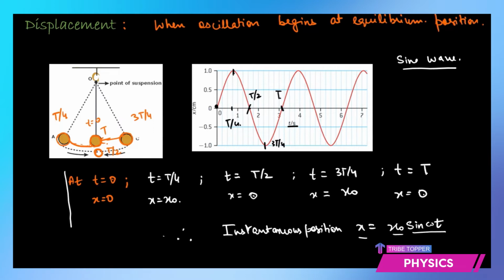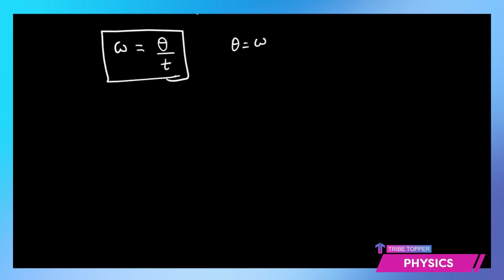So we can just quickly talk about omega as well. Omega represents the angular frequency or angular velocity. That is represented as angular displacement over time. Omega is equal to theta by t. So theta can be replaced as omega t. Therefore the equation that we got as x is equal to x naught sine theta is rather written as x is equal to x naught sine of omega t.